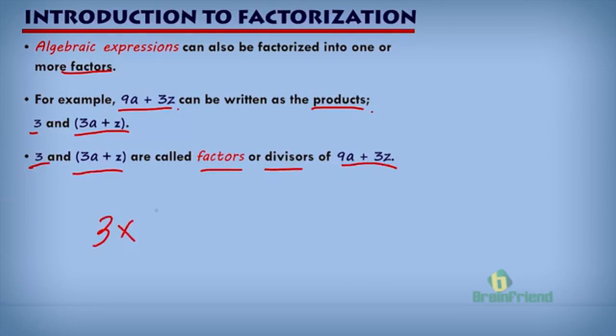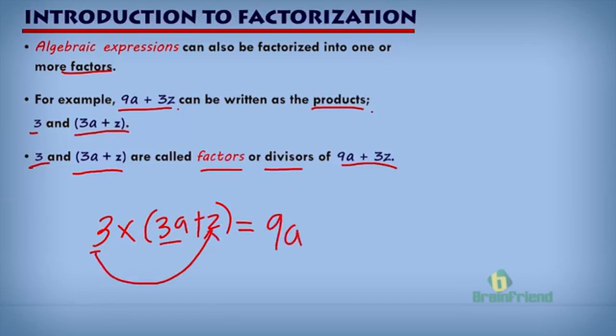3 multiplied by 3a plus z would give us: 3 multiplying 3a would give us 9a, and 3 also multiplying z would give us 3z. So we see that 3 and 3a plus z are the factors of our algebraic expression 9a plus 3z.